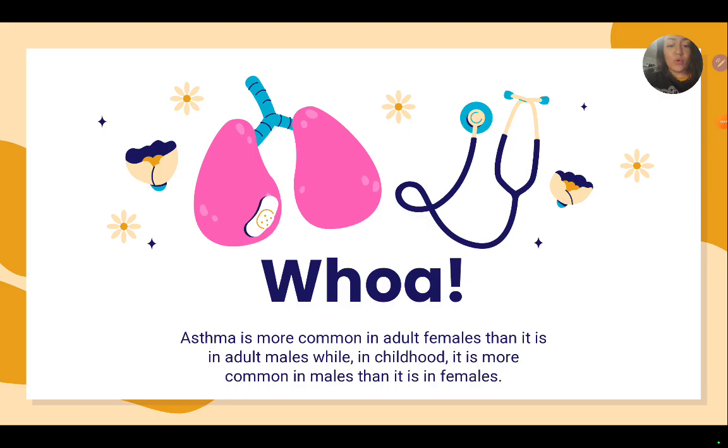Interestingly, asthma is more common in adult females than it is in adult males, while in childhood, it is more common in males than it is in females. Some studies suggest this trend reverses in adulthood because of the effects of testosterone on the cells of the lungs. Testosterone, a predominantly male sex hormone, has been found to decrease the swelling of the airways in asthma. So, as men start to get older and accrue more testosterone in their bodies, they are more likely to outgrow their childhood asthma, whereas with women, this is not always the case. And then we see this shift in trends.